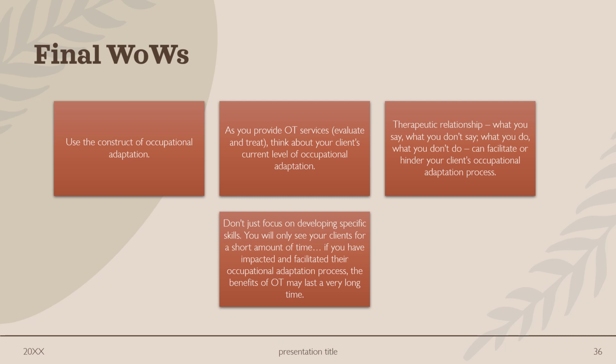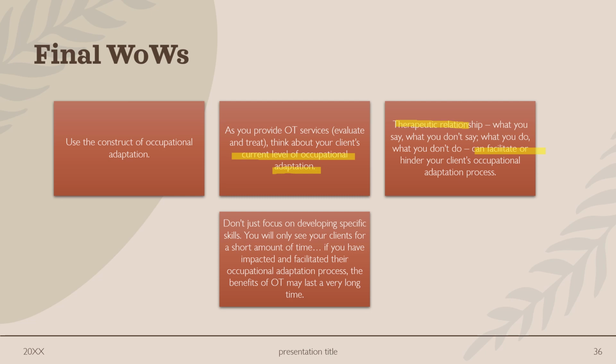Okay. So use the construct of occupational adaptation as you provide OT services, which means evaluate and treat. Think about your client's current level of occupational adaptation. How well is your client adapting right now? What are they doing? Where are they getting stuck? Look at your therapeutic relationship. What you say, what you don't say, what you do, what you don't do, all of those can facilitate or hinder your client's occupational adaptation process.